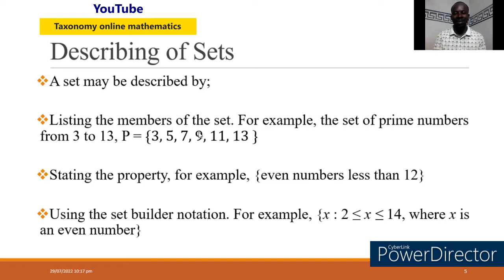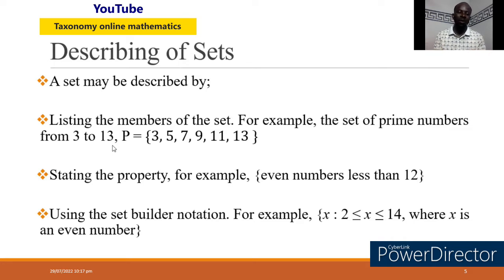So we can see that, for example, the set of prime numbers from 3 to 13. Then we have 3, 5, 7, 9, 11, and 13. Since they are enclosed, we call it what? A set. This is a definite set.